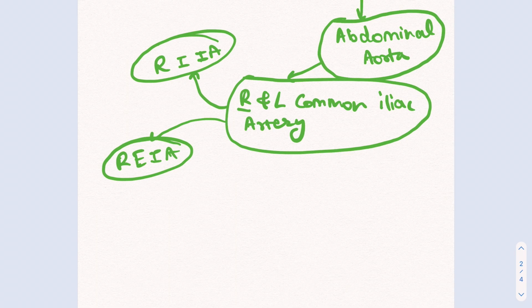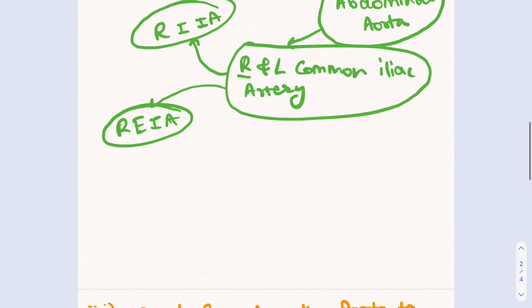Once blood flows through the right external iliac artery, once it enters the femoral region or the femoral triangle, it becomes femoral artery.